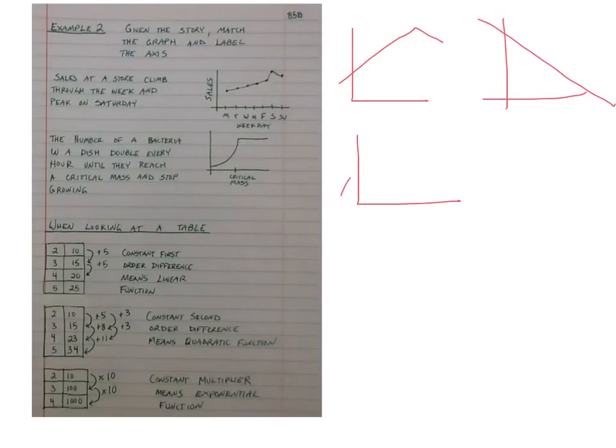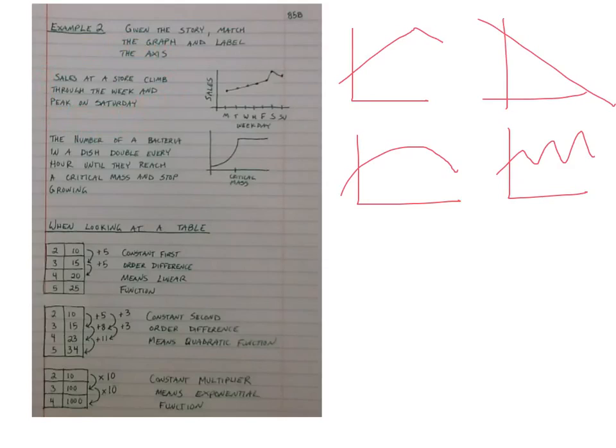Another way this shows up on the skill test is taking a story and matching it to a graph. So I would give you a story like sales at a store climb through the week and peak on Saturday. And I would give you several different graphs. I might have a graph that looks like this. I might have a graph that looks like this. Maybe one that looks like that. One that does this. And you have to pick which of the graphs represent that story.